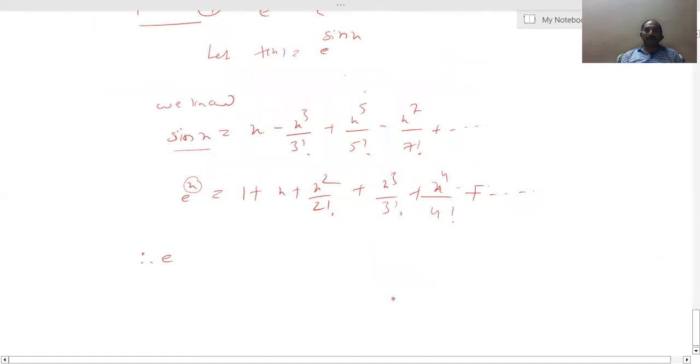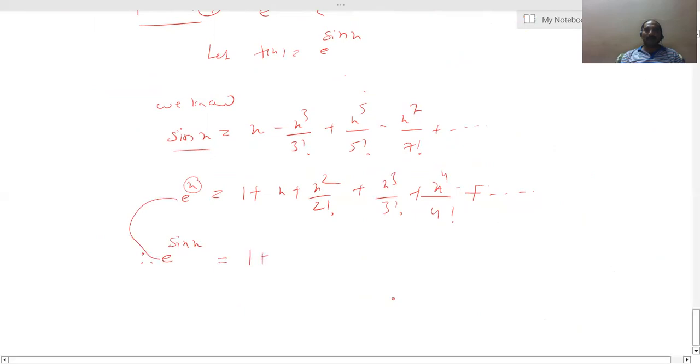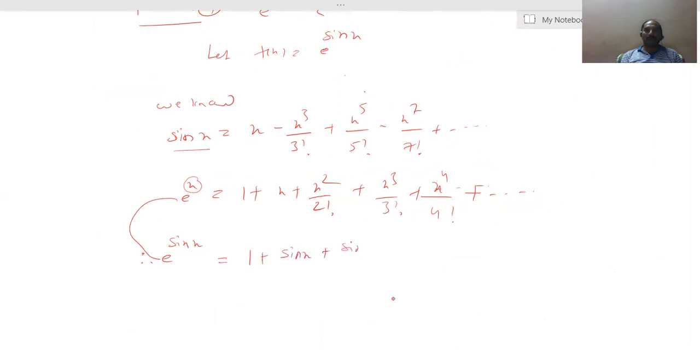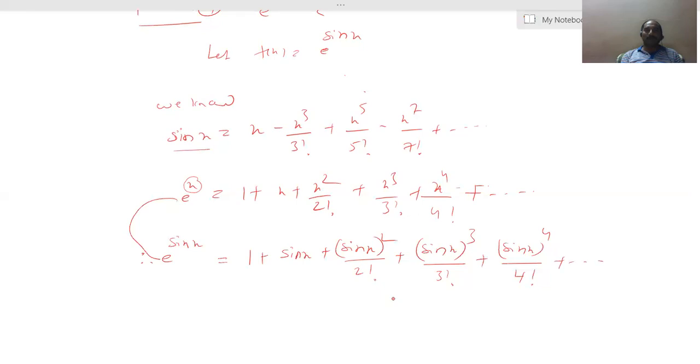Therefore, e power sin x. In this formula, replace x with sin x on the left hand side as well as the right hand side, wherever x is there. 1 plus sin x plus sin x whole square by 2 factorial plus sin x whole cube by 3 factorial plus sin x whole power 4 by 4 factorial plus and so on.